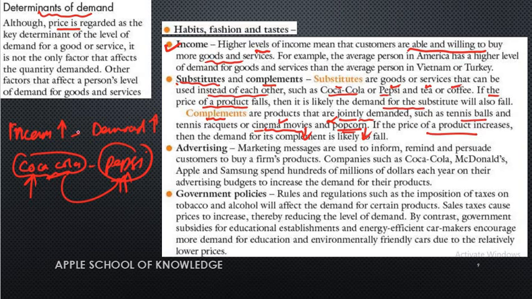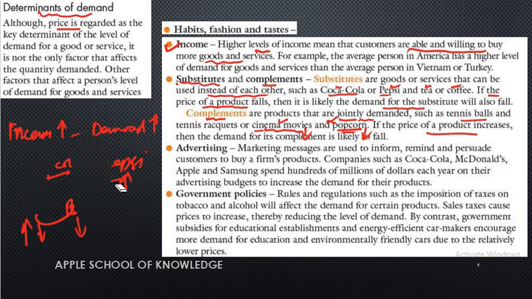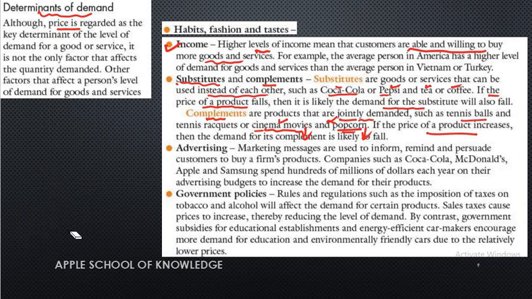If the demand of one product, let's say this is a product A and this is the product B, both of them are complement goods, both are used jointly. So if the price of the product A increases, the demand will definitely decrease. And when the demand for this product decreases, the demand for the complement good of A will also be decreasing. Clear? This is the second thing, the second determinant we have discussed. The first one we have discussed is income. The second one we have discussed is substitute. The third one we have discussed is the complement.